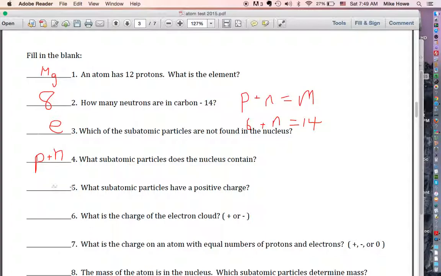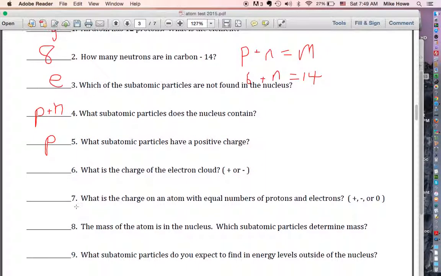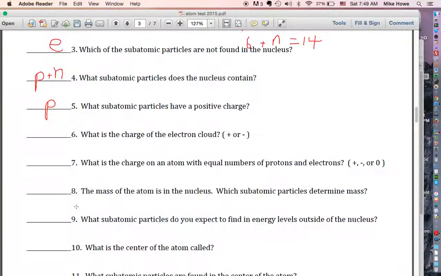The subatomic particles with a positive charge would be the protons. You have to go back to that little grid that I went through in the previous section of these test videos. And the charge on the electron cloud: electrons always had a negative charge. So if the electrons have a negative charge, the electron cloud will be negative since the electrons are in the electron cloud.